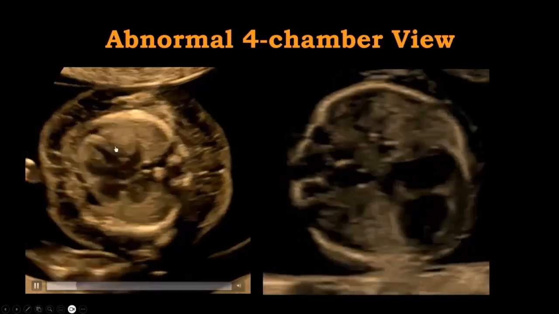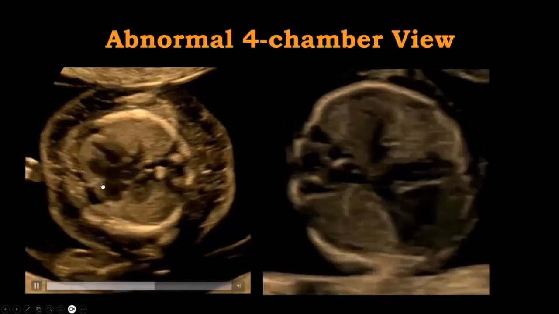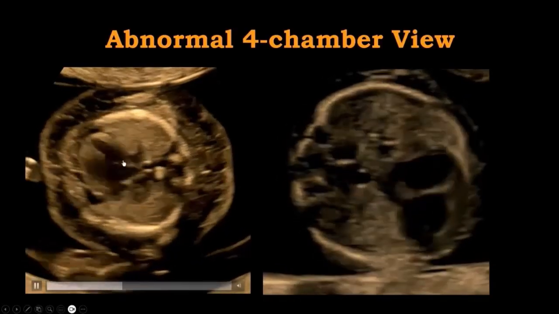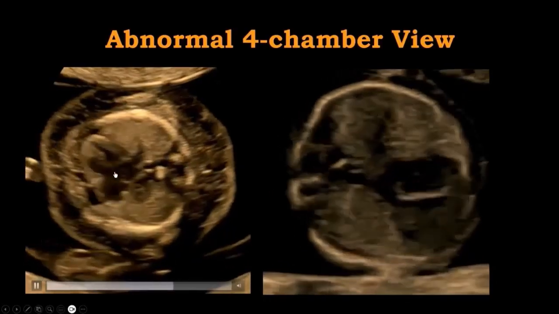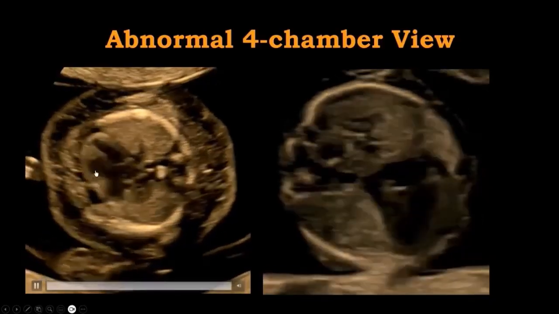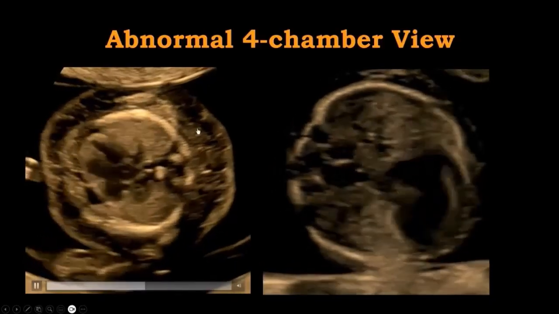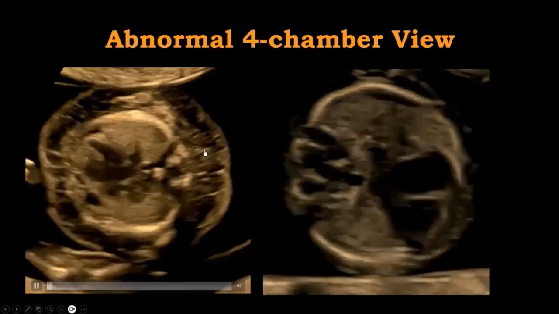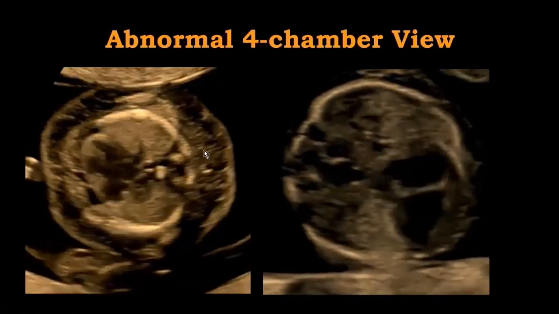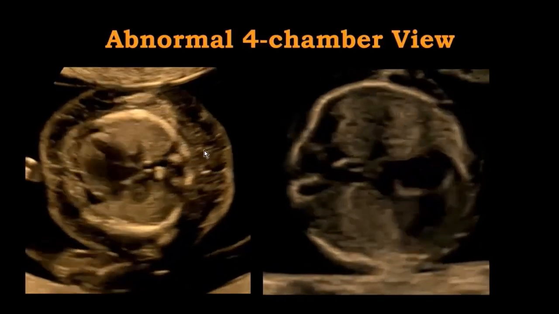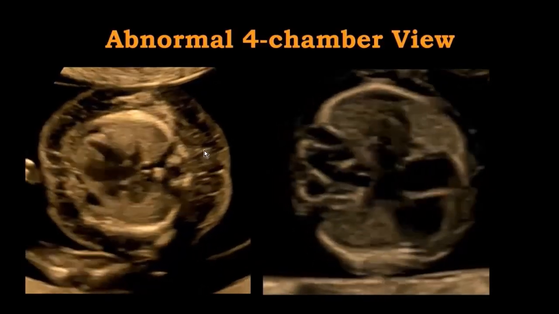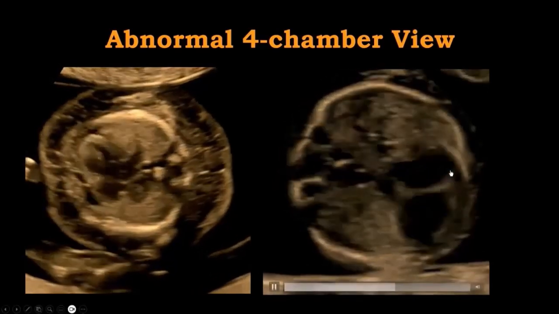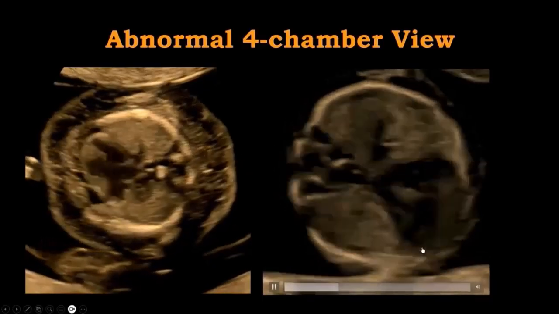And here we can see the typical appearance of a fetus with complete AV canal, where we have the common AV valve, septum primum ASD, and the large inlet VSD. And looking at the generalized edema, I think that here we can recognize that the fetus has a chromosomal problem, and the CVS confirmed Down syndrome. Here we have another example of a univentricular heart.